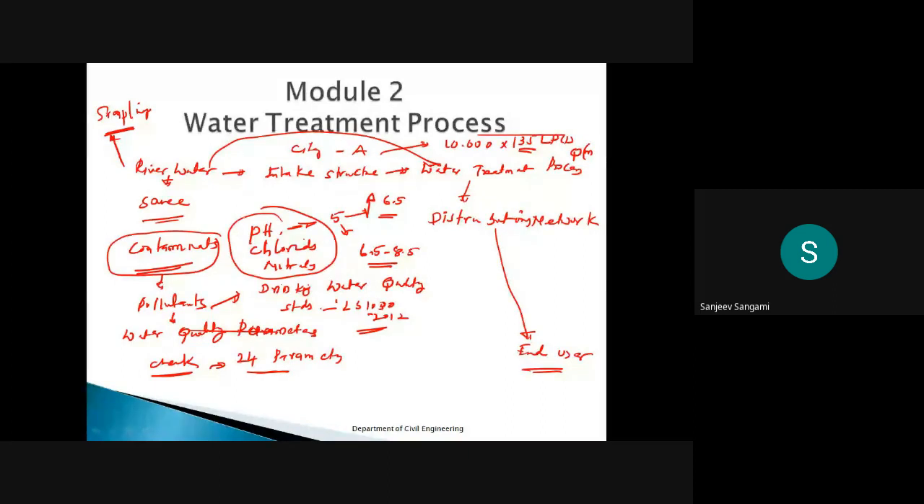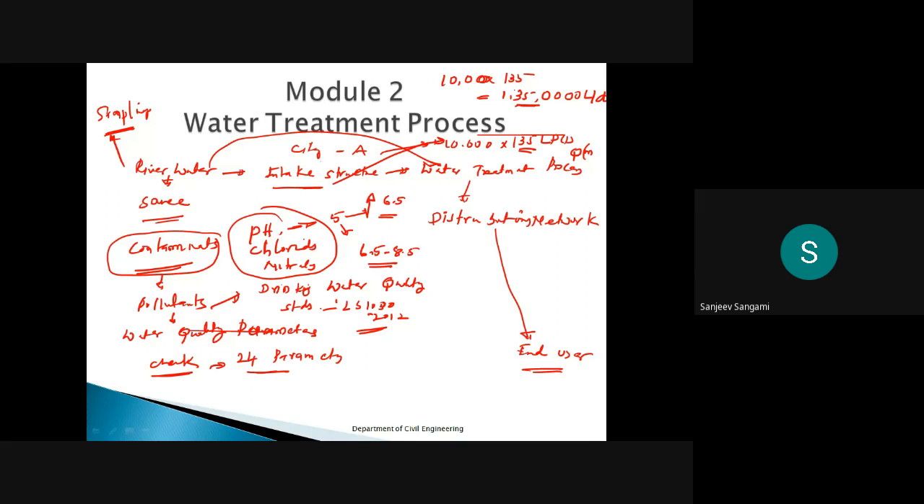Then you have to design the intake structure for this. Means 10,000 into 135, that is almost 135,000 liters per day. This much capacity has to be designed for the intake structure.